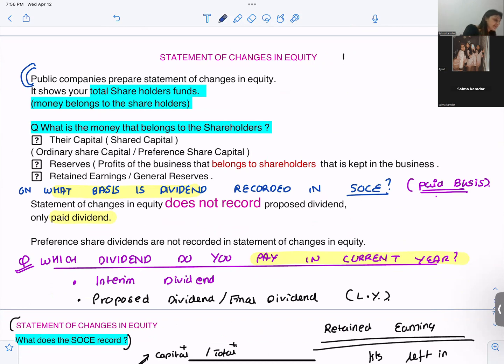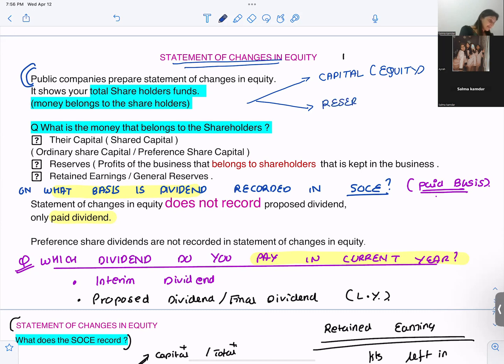Okay, so basically a statement of changes in equity shows you the money that belongs to your shareholders, and everything that belongs to the shareholders is divided into two parts. The first part is the capital. Capital always belongs to the shareholders, which is called the equity. And the second part that belongs to the shareholders are the reserves, or the retained earnings.